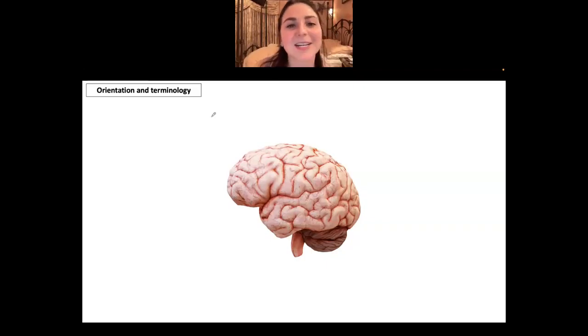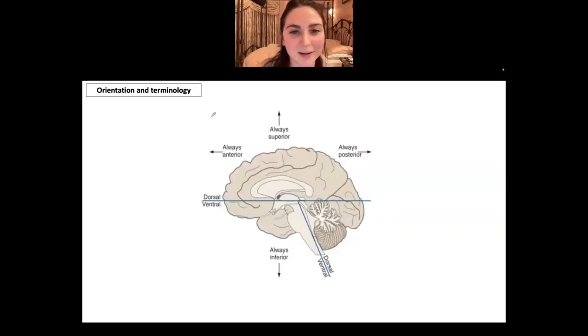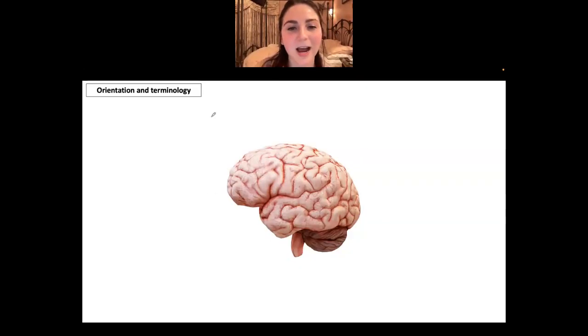Okay, so orientation and terminology. Again, just basic anatomy. If this is the brain, the first thing I want to point out is this is going to be the temporal lobe, which I'll talk about in a second. See how it's pointing to the left? That means we're looking at the left hemisphere of the brain.